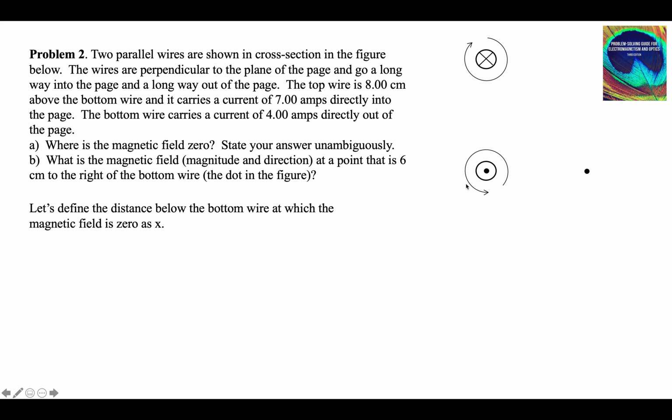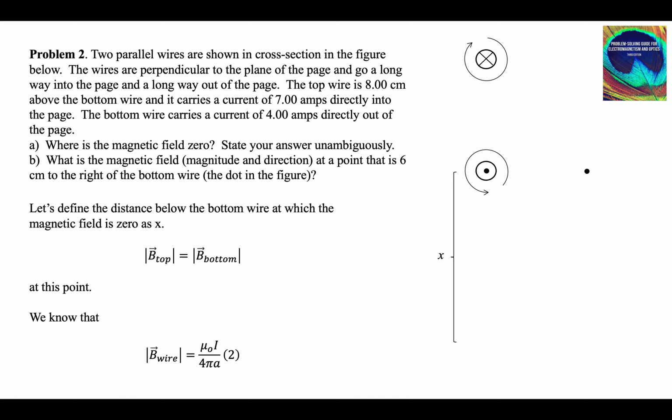Well, we'll start by defining some distance x at which the field is 0. Field is 0 right here. We don't know what x is. We have to calculate it. The magnitude of the fields are equal. The directions are opposite, so we can set their magnitudes equal. We know what the equation is: mu naught I over 4 pi a. They're double infinite, so we put a 2 in there.